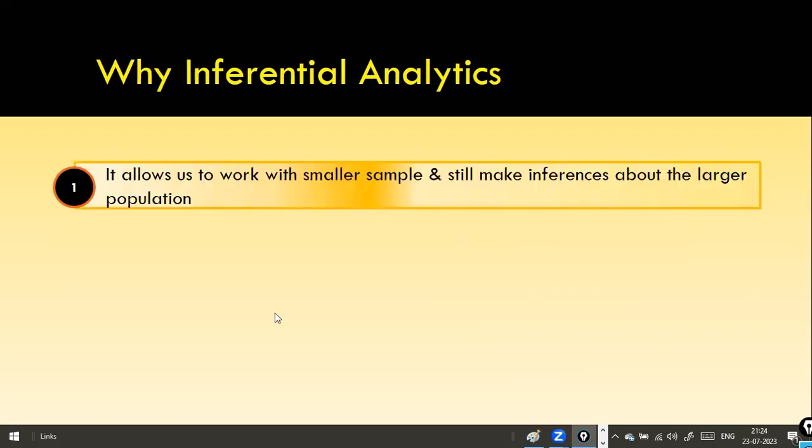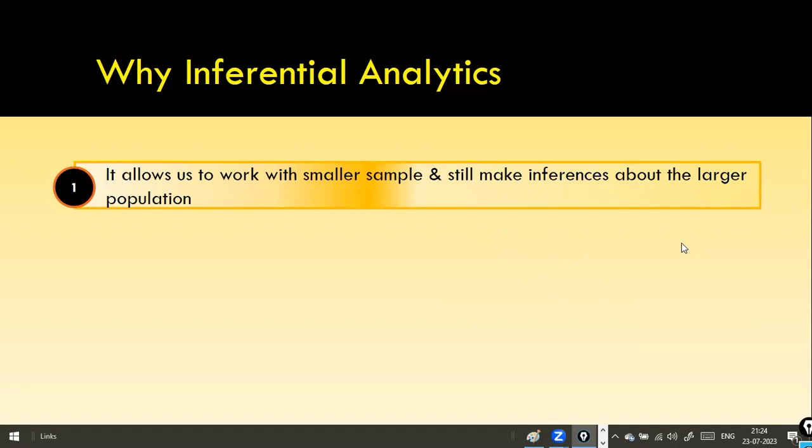So why do I need to use inferential statistics? It allows us to work with a smaller sample. Like I said, working with the entire population is meaningless. If I want to find out customers' purchase behavior, and I call every person who lives in India, it doesn't make sense, right? People will laugh at us. So what we do is take a smaller sample, using which we make an inference about the larger population. That is where inferential statistics plays an important role.